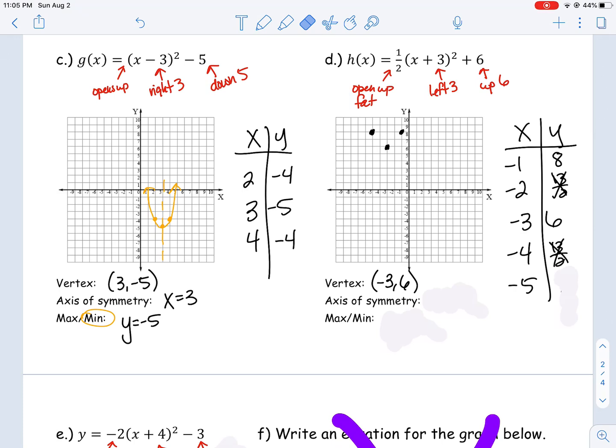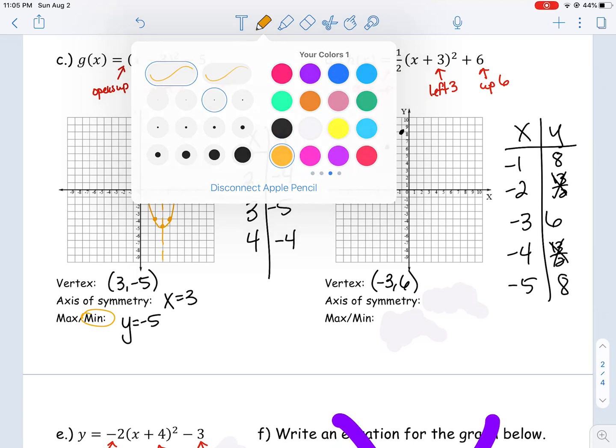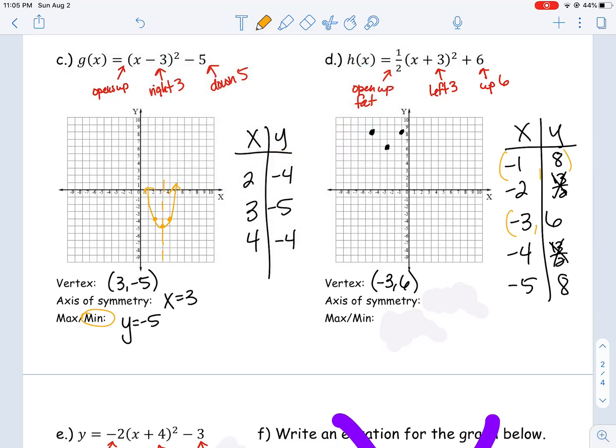Negative 5 plus 3 is negative 2. Negative 2 squared is 4. 4 times 1/2 is 2, and 2 plus 6 is 8. Perfect. Nice whole numbers. I have 3 ordered pairs then that I can accurately graph so I have a good idea of what this parabola looks like. I got a point at negative 3, 6. I got a point at negative 1, 8. And I got a point at negative 5, 8.